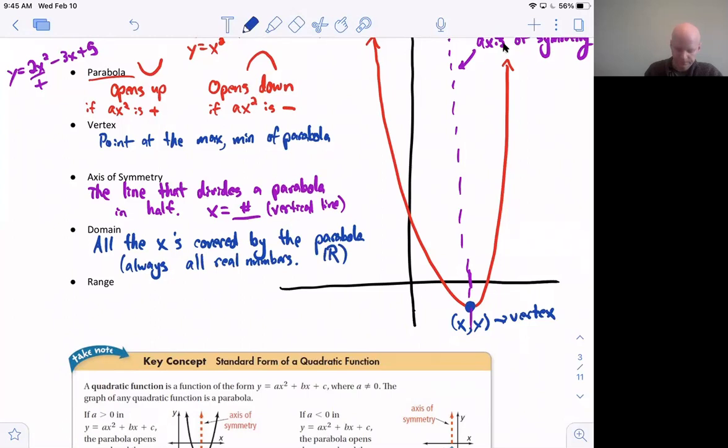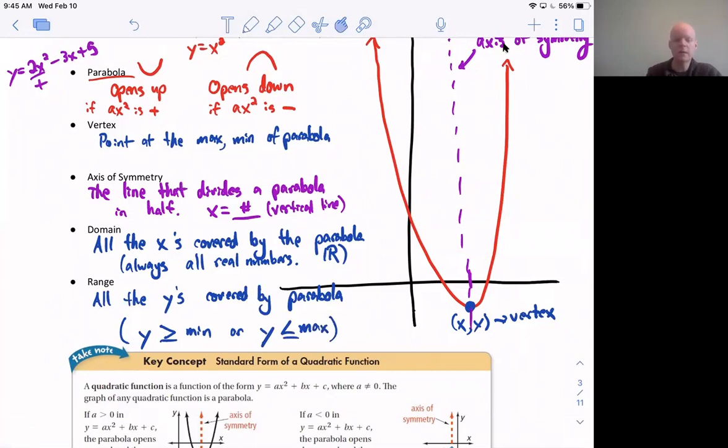And then the range of the parabola is all the y's covered by the parabola. So if we want to describe the range, then we might say something like all the y's that are greater than or equal to the minimum. So we'd look at the vertex here, we'd see what the minimum y value is, and we'd say, okay, the parabola has all the y coordinates that are above that. And if the parabola opens down, we might say that it's all the y values that are below the maximum. So that's what the domain and range are kind of going to be used for in a parabola.